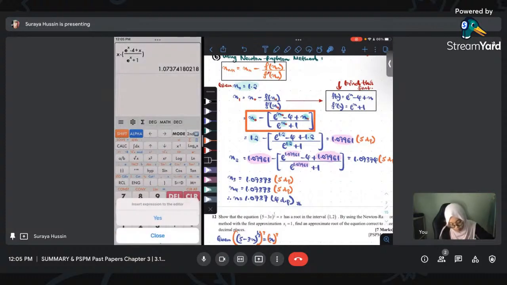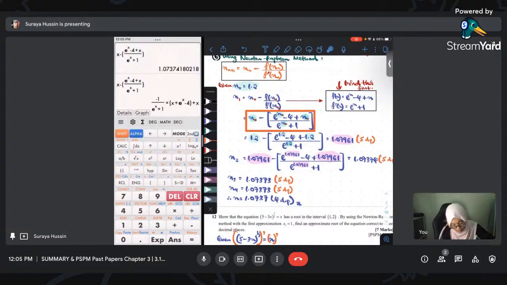Silap tekan lah. Yes. Tekan calculate 1.2. Sorry guys, I need to repeat again. Tekan calculate lagi, answer. Yeah, I got the same value, and tekan calculate answer lagi.